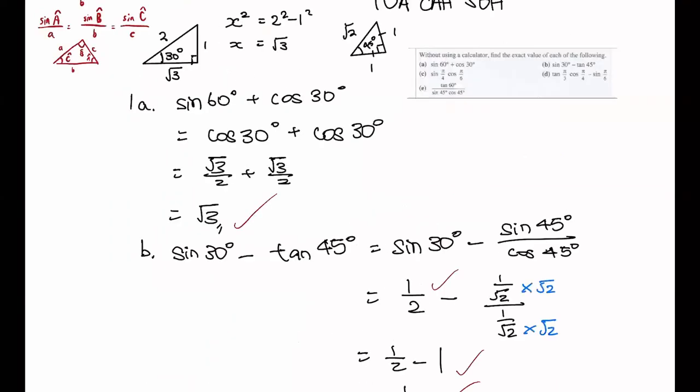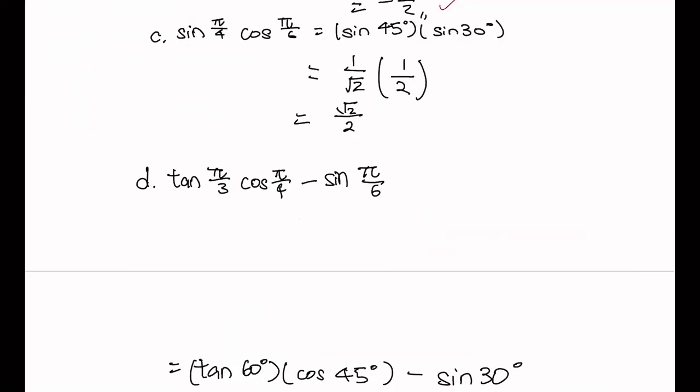Next one is sine pi over 4 times cosine pi over 6. Pi over 4 is 45 degrees, pi over 6 is 30 degrees. So sine 45 is 1 over root 2. Cosine pi over 6, cosine 30, is root 3 over 2. Then this becomes root 3 over 2 root 2.